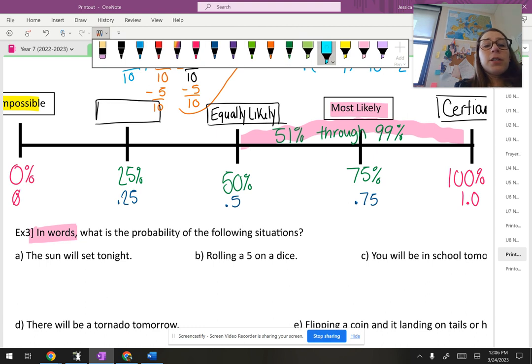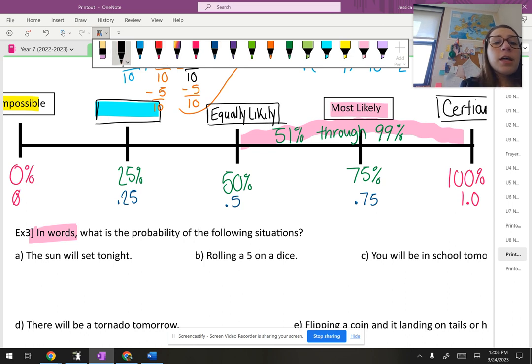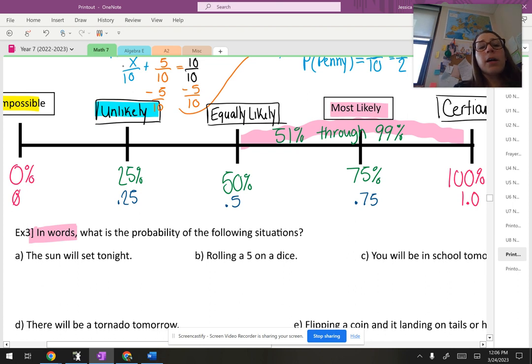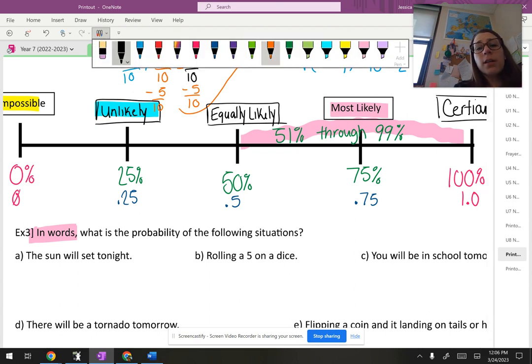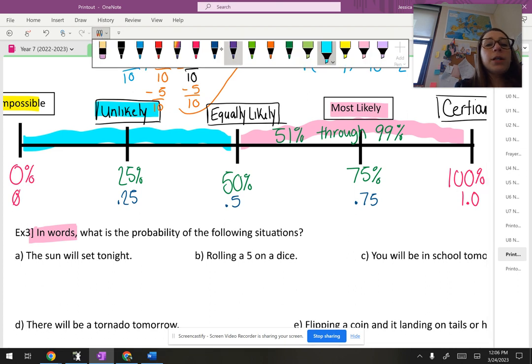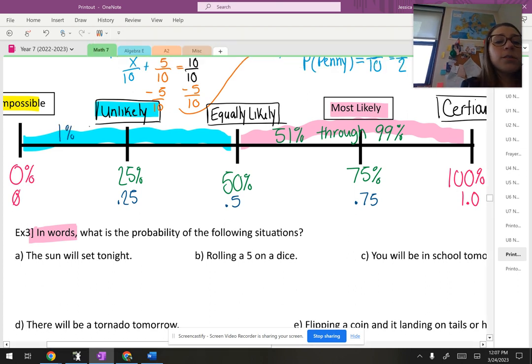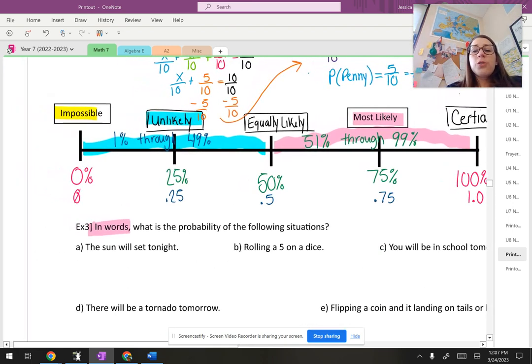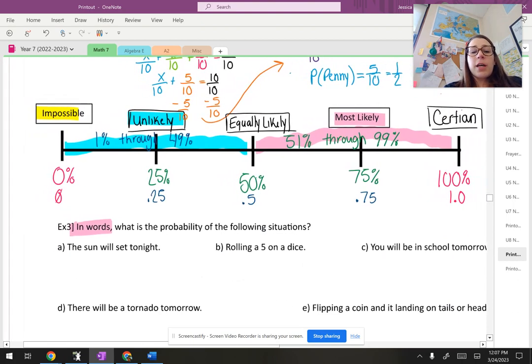And then same thing down here on this other side. If something is under 50%, that would be unlikely to happen. Some kiddos wanted to use least likely. That would also work. Most likely, least likely, or unlikely. And it's the same kind of thing. Unlikely is going to be any percentage that's bigger than 0, so 1%, all the way through and up to 49%. So we're going to use that diagram to kind of help us answer this example 3.